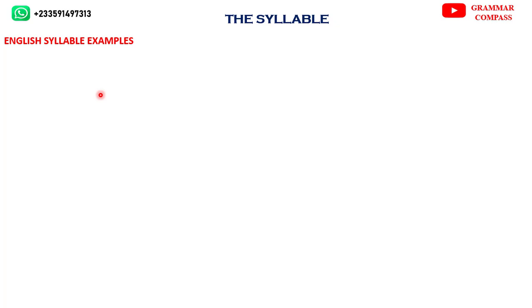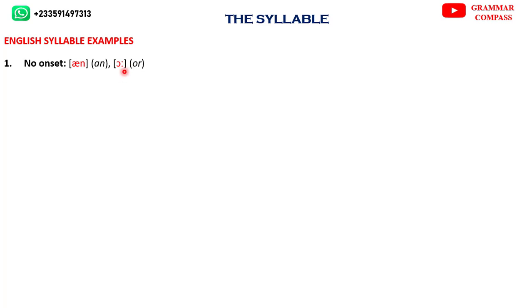Here are some few examples that will help you to understand the nature of the English syllable. First, you can have a syllable with no onset, meaning no consonant sound before the nucleus. For example, an contains a nucleus and a coda. There is no consonant sound before the nucleus. Or also contains only the nucleus.